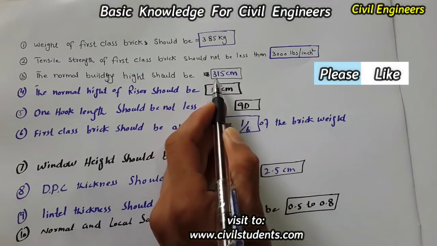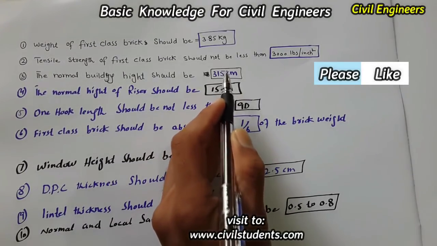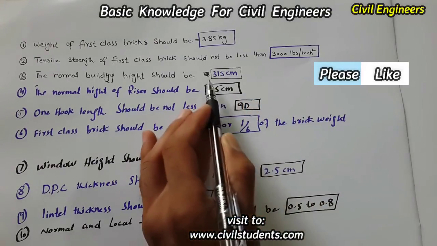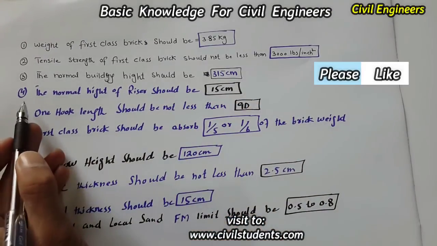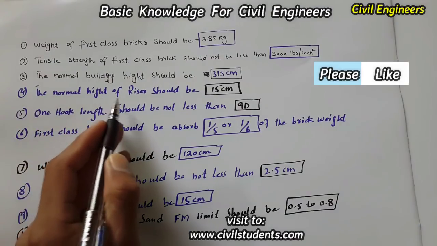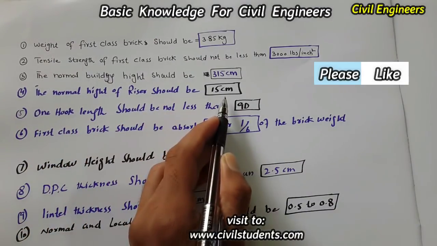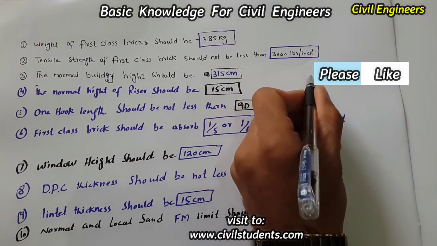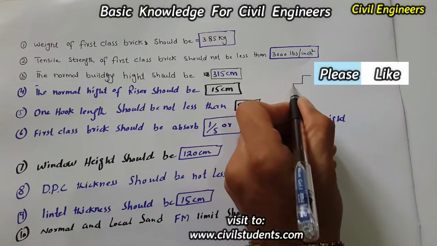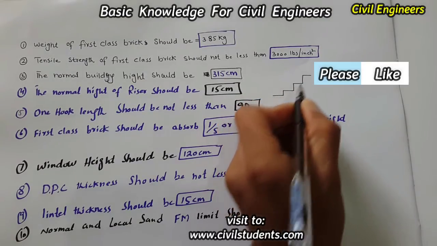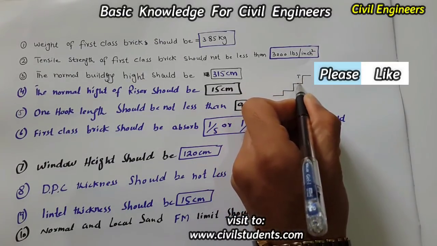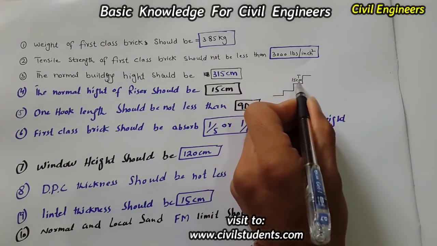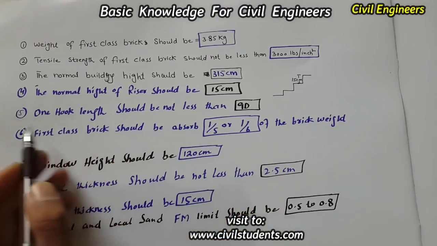And the third one, the normal building height should be 315 centimeters. The height of the normal building should be 315 centimeters. And the fourth one, the normal height of the riser should be 15 centimeters, okay? So this is the stair, just the cross section, right? So the riser should be 15 centimeters.